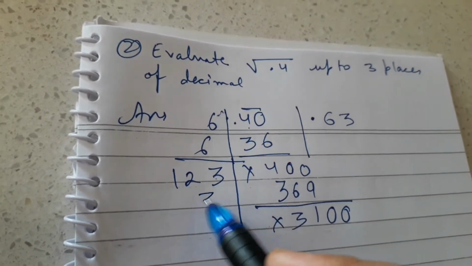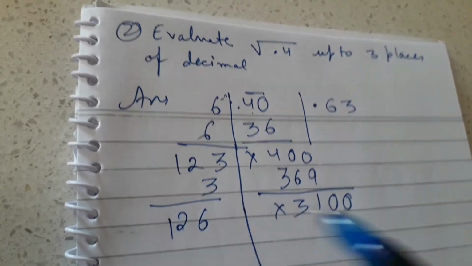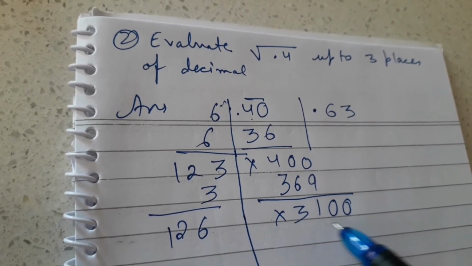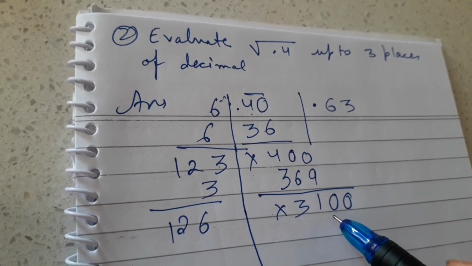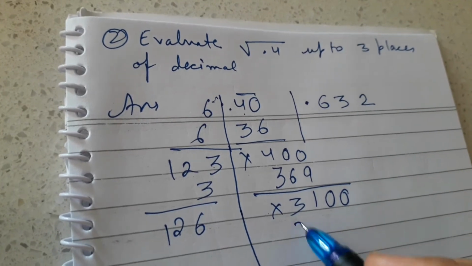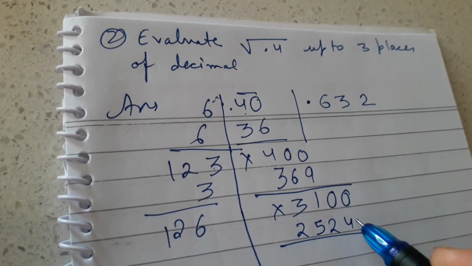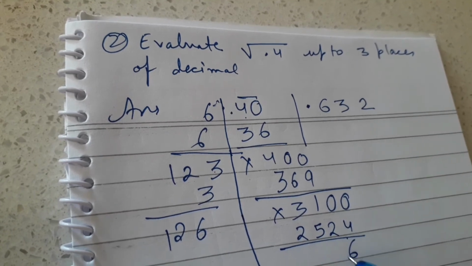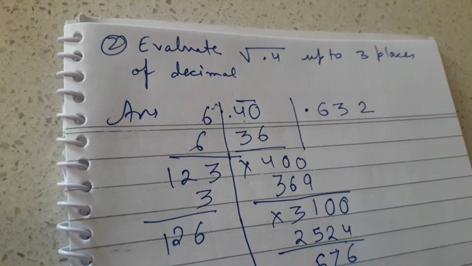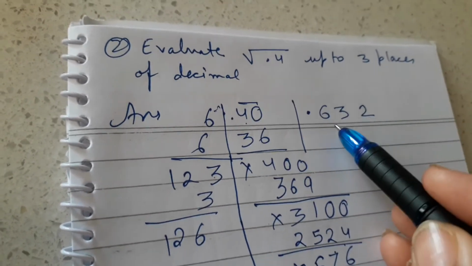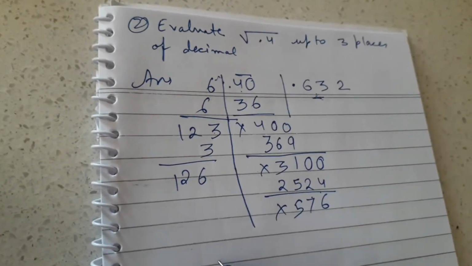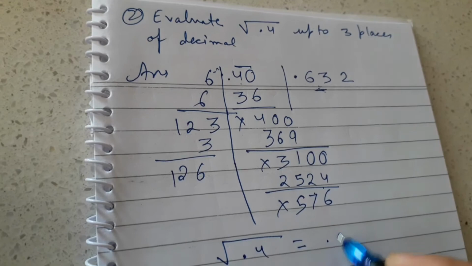We have taken 3 as the quotient. 3 we will add here. Now again 1 2 6, which number should we put so that it will be almost closer to 3100? So we take 2, it will come 2524, subtracting 4 6 5. So we have to take up to 3 places of decimal. We will stop here only, and the square root of 0.4 is 0.632.